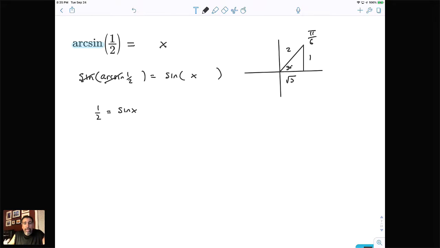So this is one way of getting your students to kind of understand arcsine by relating it back to something they already know, and that's sine. My students are very comfortable with sine at this point. Getting them used to arcsine is the real trick.